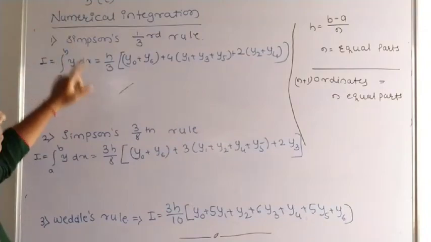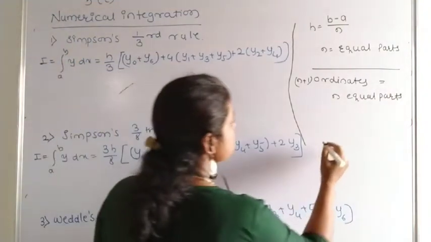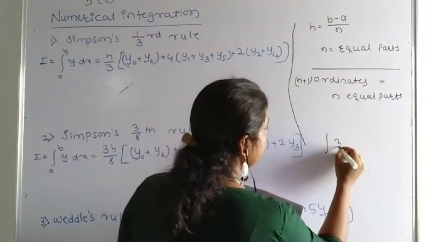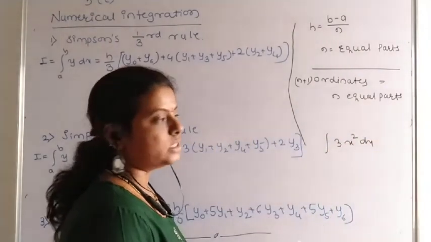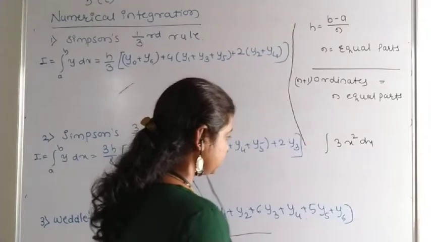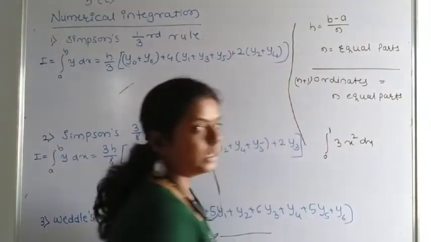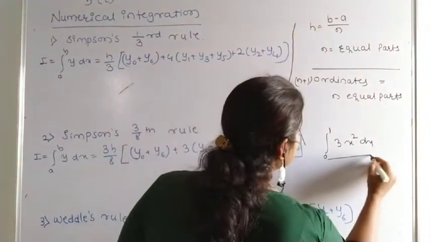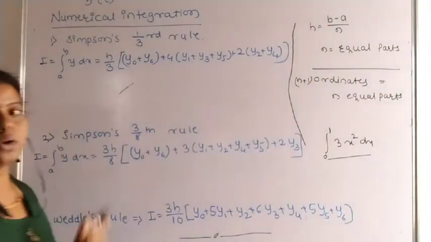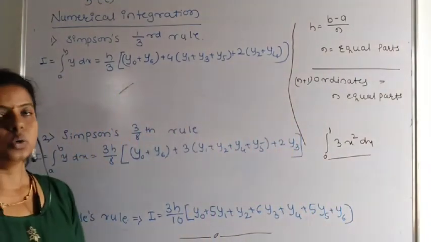Means, if they ask to find the integration of 3x square dx from 0 to 1, that is finding the value of 3x square dx. By using this we have to solve these three rules.